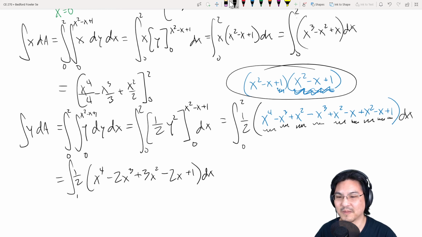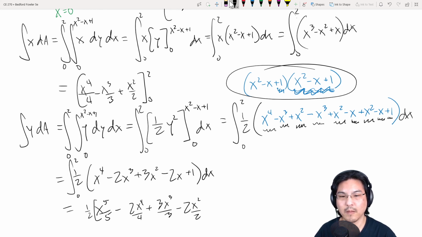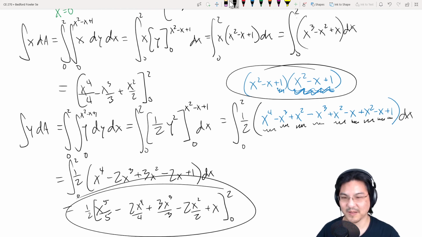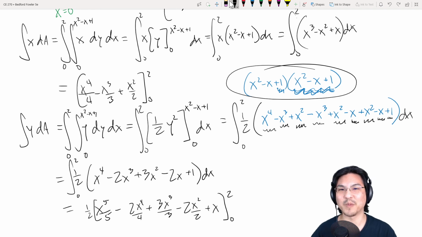Okay, and then just finish integrating this. Ooh, let's not forget the half. Okay, from 0 to 2, just punch that in the calculator. That's the numerator for the y component of the centroid.